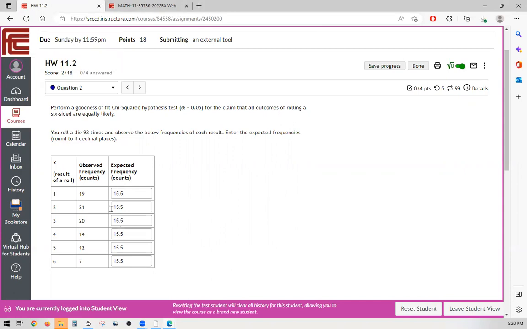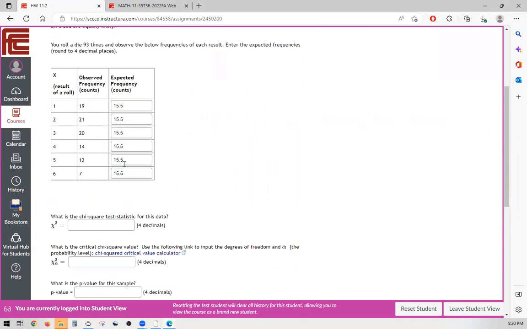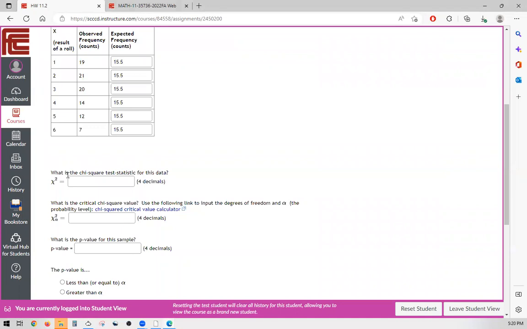Whenever it says equally likely, or equal distribution, or same distribution, what you're doing is taking the total number of frequencies from the observed and dividing it among the categories. In this case, the categories are the numbers on the six-sided die. That's what your expected frequency is. And now it's asking for the chi-square test statistic, the critical value, which I'll show you in a bit, and the p-value.